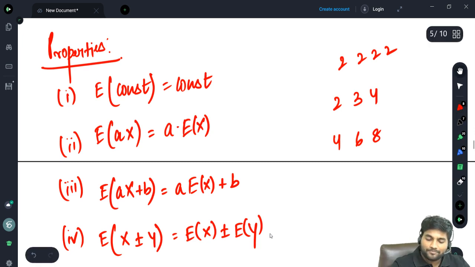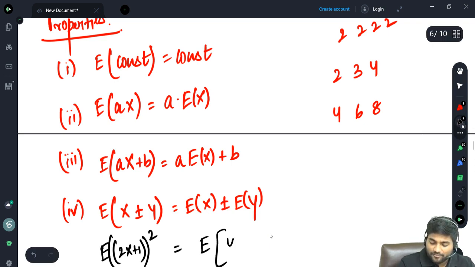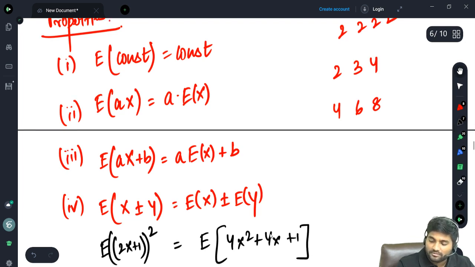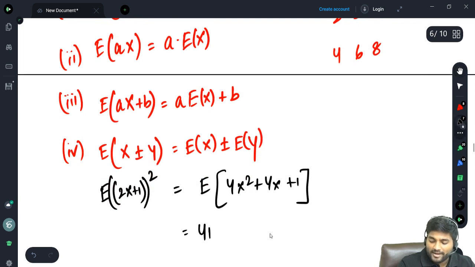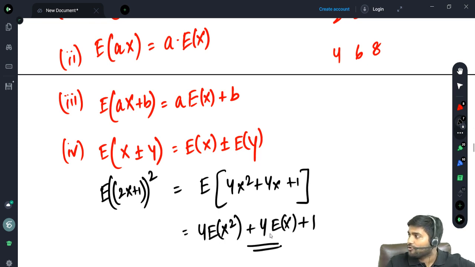So for example, if we are asked expectation of 2x plus 1 whole square, how will we do it? Expectation of 4x square plus 4x plus 1, which is 4 expectation of x square plus 4 expectation of x plus 1. Is it okay, all of you? Rashmi, is it okay? Priyanshu Mondal?